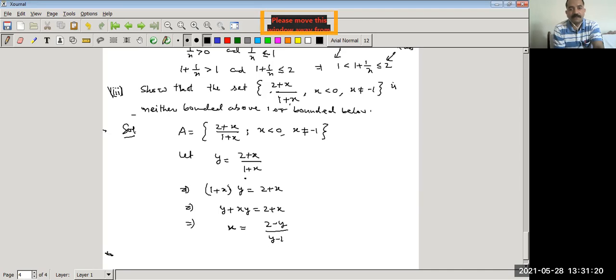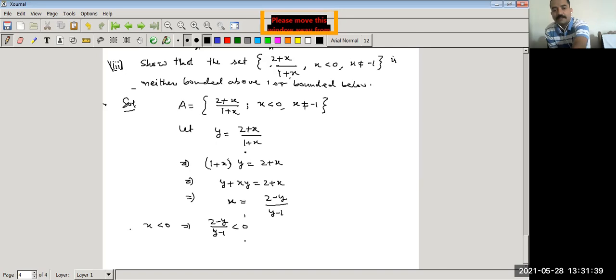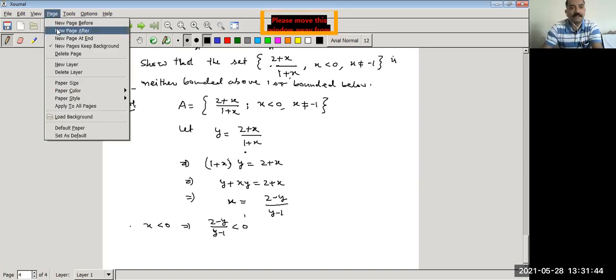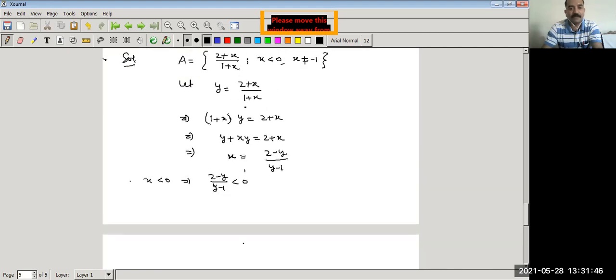Now since x is less than 0, this implies x is (2 minus y) upon (y minus 1), which is less than 0. So now we have two cases here. Either y, because we don't know what is the value of y. Y is any real number. So y minus 1 may be positive, y minus 1 may be negative.